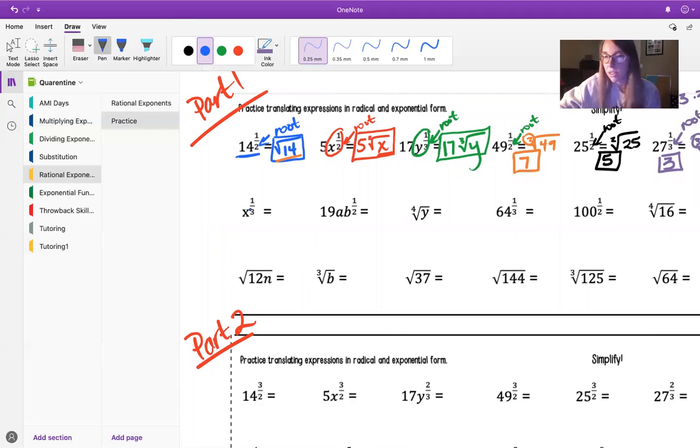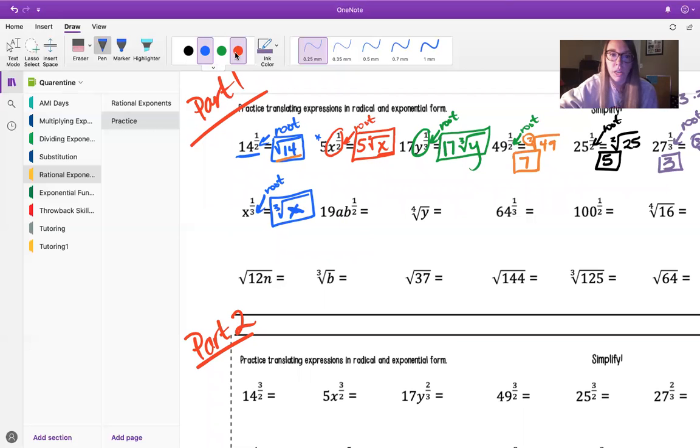All right, so we have x to the 1/3 power. Okay, this is just like the one we did up here. Okay, that denominator tells us the root. So we're just taking the cubed root of x. And that's all we can do because we don't know what x is, so we can't take the cubed root of it. It would just be that.